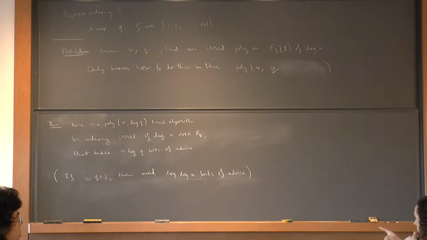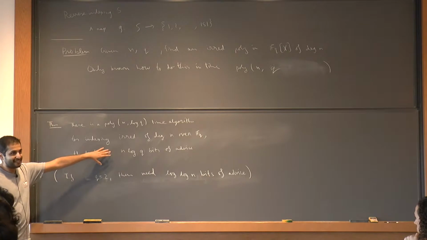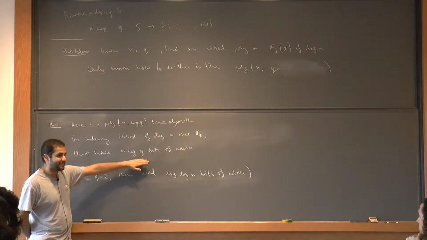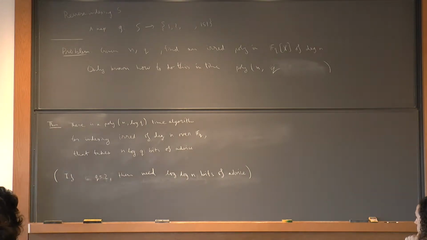Why do you need much less advice when q is 2? For whatever reason we use this advice, it has to do with that. Okay, good. Any questions about the theorem statement?